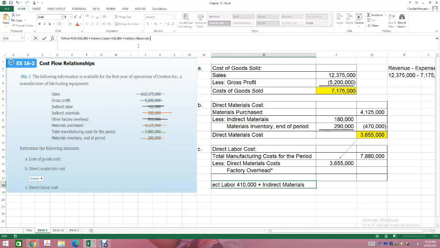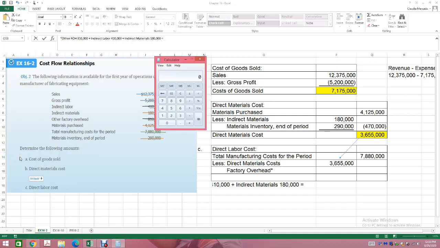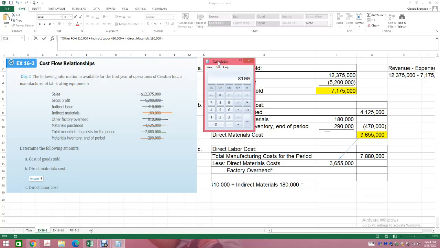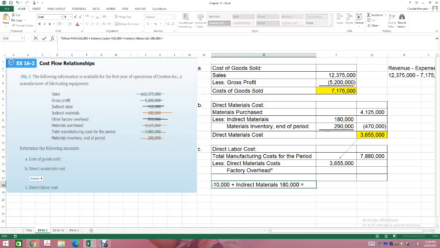Materials. And my indirect materials were $180,000. So that is going to give me, let me get my calculator because I'm not very good with doing math in my head. So I've got 810,000 for my other factory overhead plus 410,000 for my indirect labor and 180,000 for my indirect materials. That gives me $1,400,000. Okay.